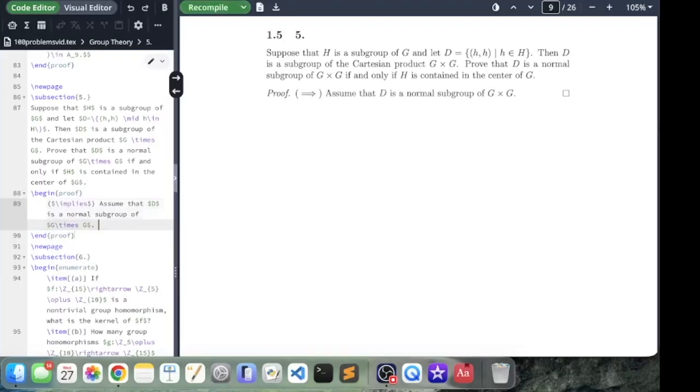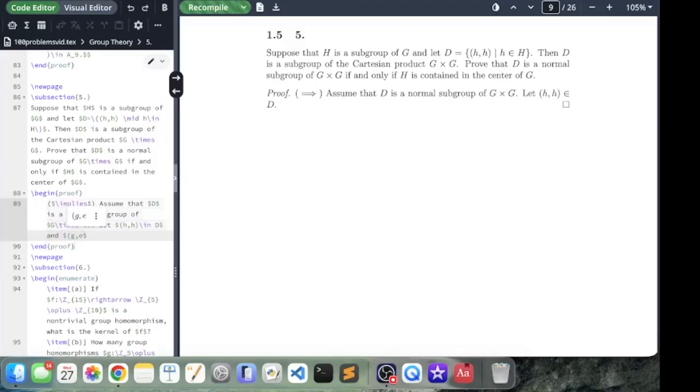All right, and the trick is that we're going to pick something in D, let h be in H so that (h, h) is in D, and we're going to pick something in G cross G. My element is going to be the tuple (g, e), g and the identity. And we'll see why this works.